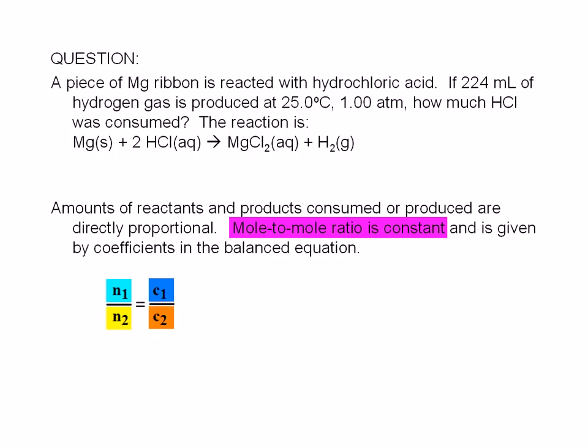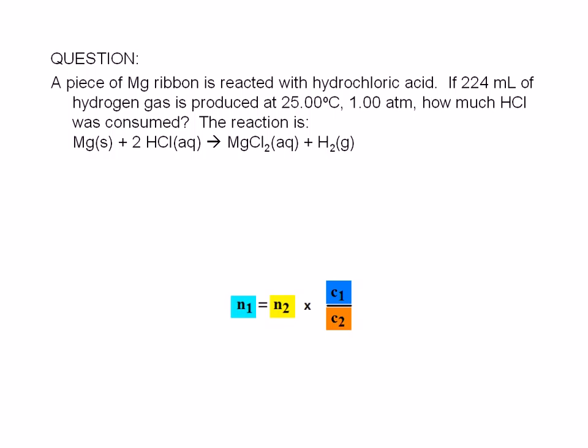If we happen to know N2, we can rearrange this equation to solve for N1. N1 is obtained by multiplying the known moles, N2, by the ratio of coefficients, C1 over C2. In other words, the ratio of coefficients serves as a conversion factor. In this problem, we have enough information to determine the moles of hydrogen gas produced. So we let N2 be equal to the moles of hydrogen gas.